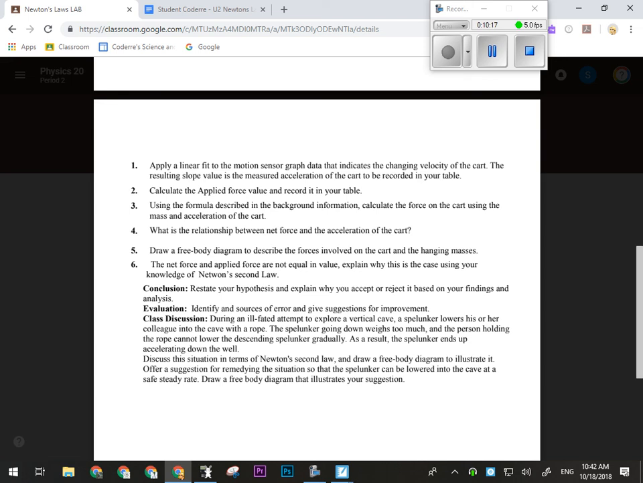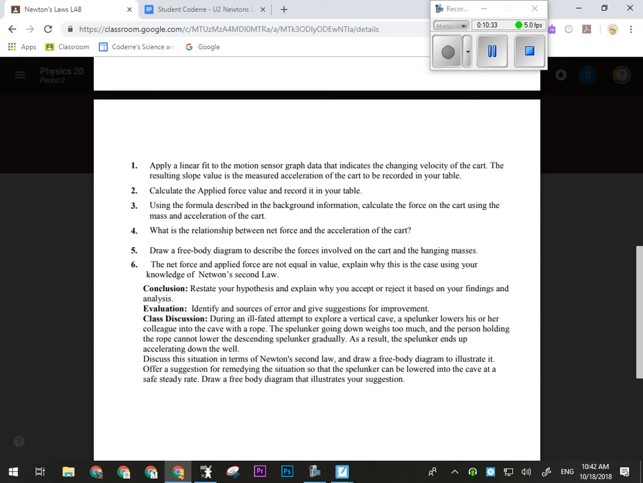For number 4, I'm looking for more than one word. If you write inverse or exponential or linear or whatever you think it is, and that's all you write, that's not going to be good enough. I want an explanation to go with that.